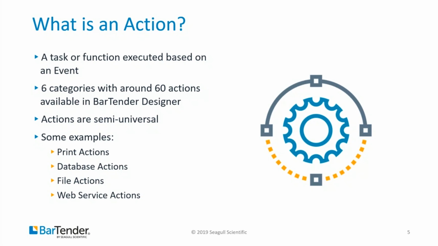In today's section, which is all going to be in the BarTender designer, we have 6 categories available to us with around 60 actions more or less. So we have a lot of options available to us, and obviously there's not going to be a way to cover all 60 actions in the hour that we have allocated today. So we're going to try to cover some examples, some good use cases that we came up with.